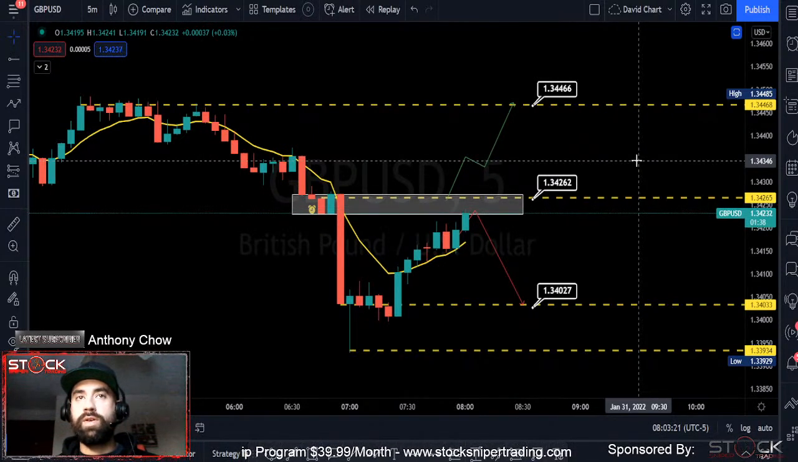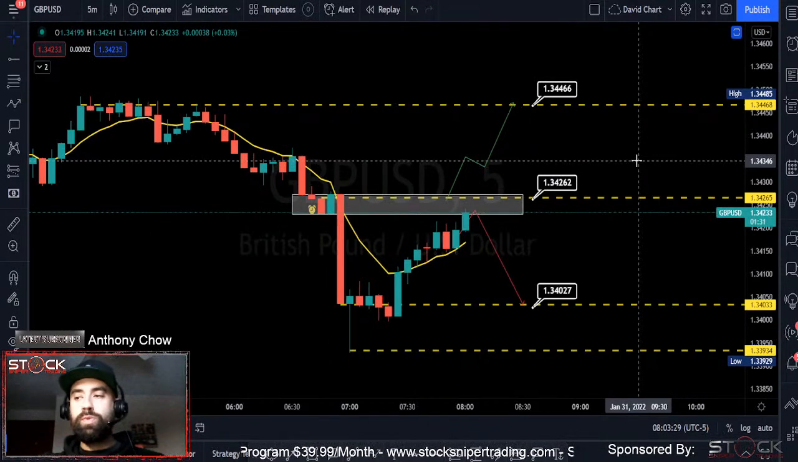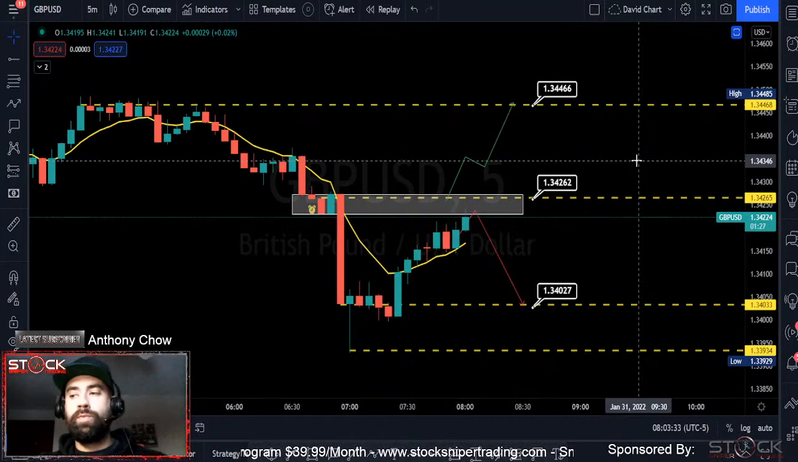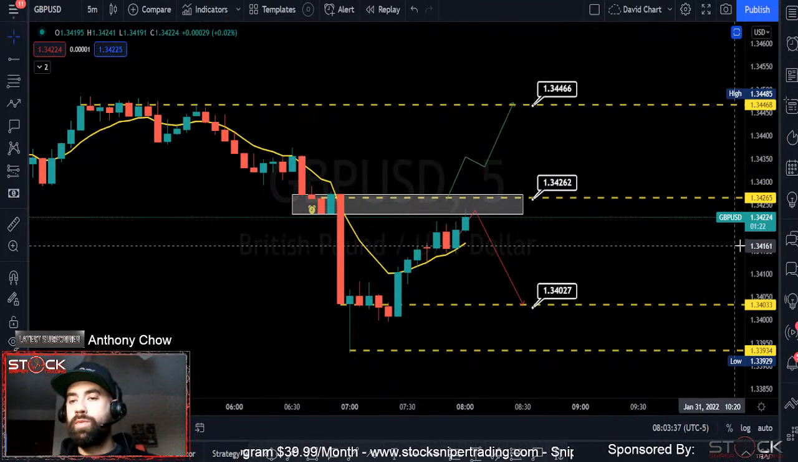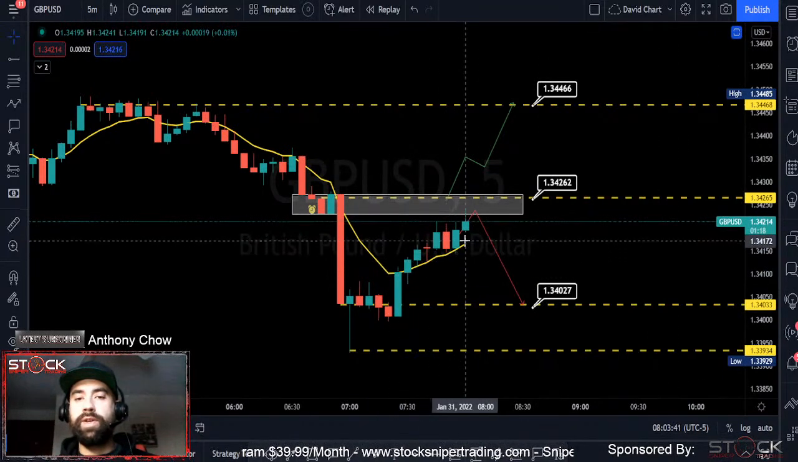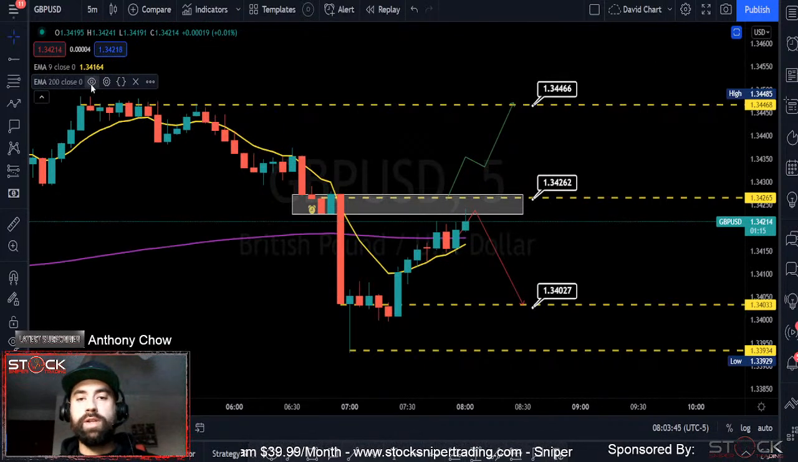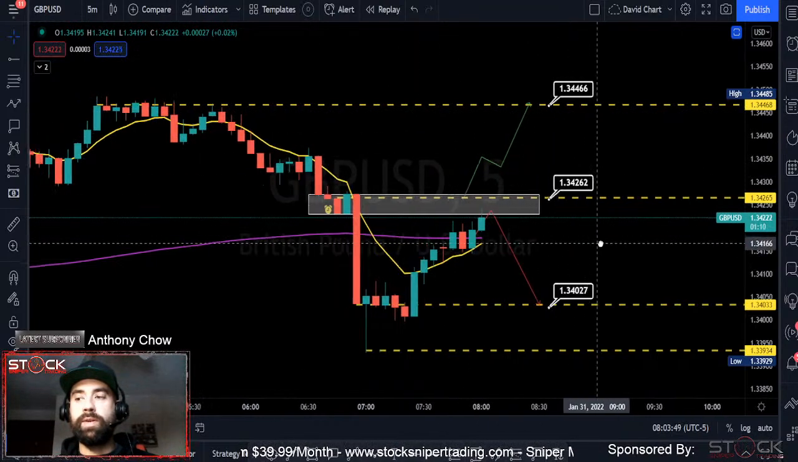Okay, you can see GU is starting to rise. Okay, see how it's closed above that moving average right here. Let's check where the 200 is around for GBP/USD. Okay, you can see we're right here. Okay, guys, this is interesting right here.